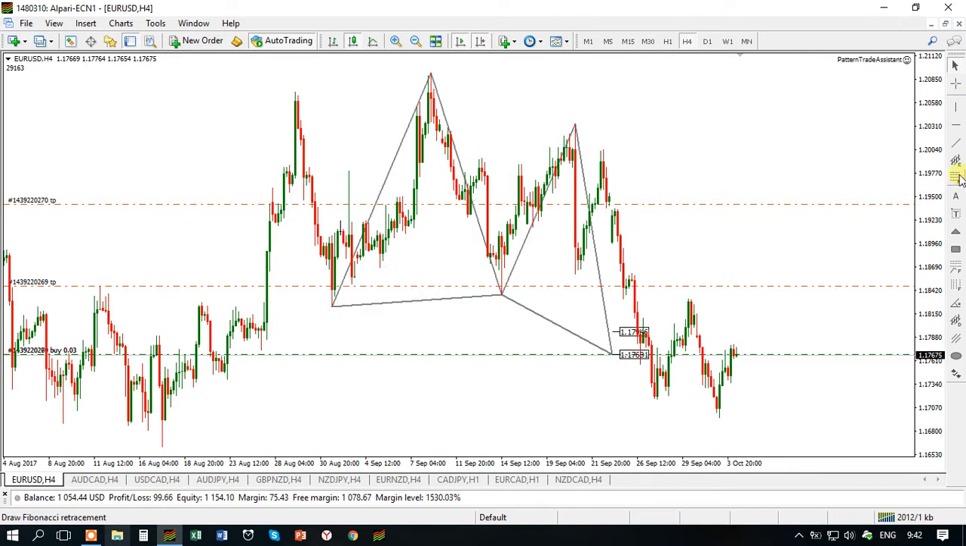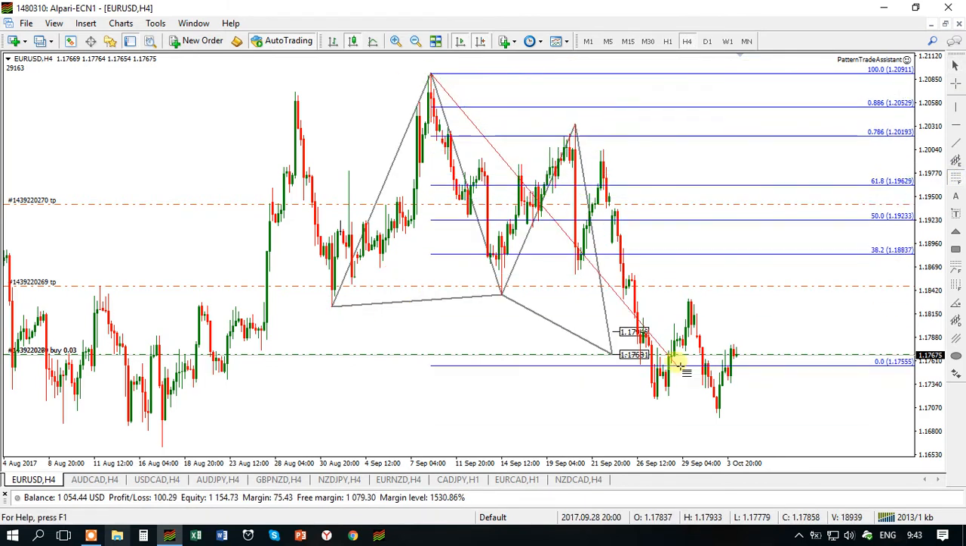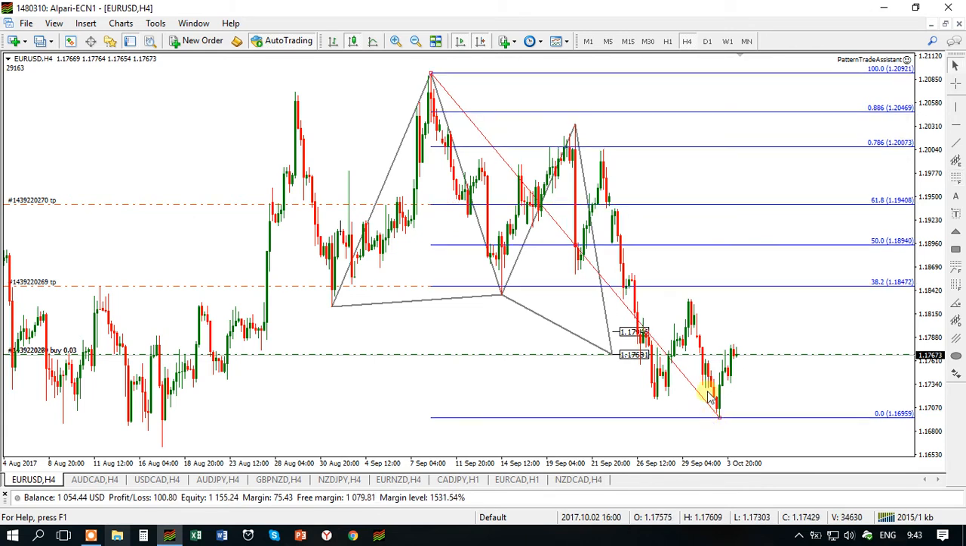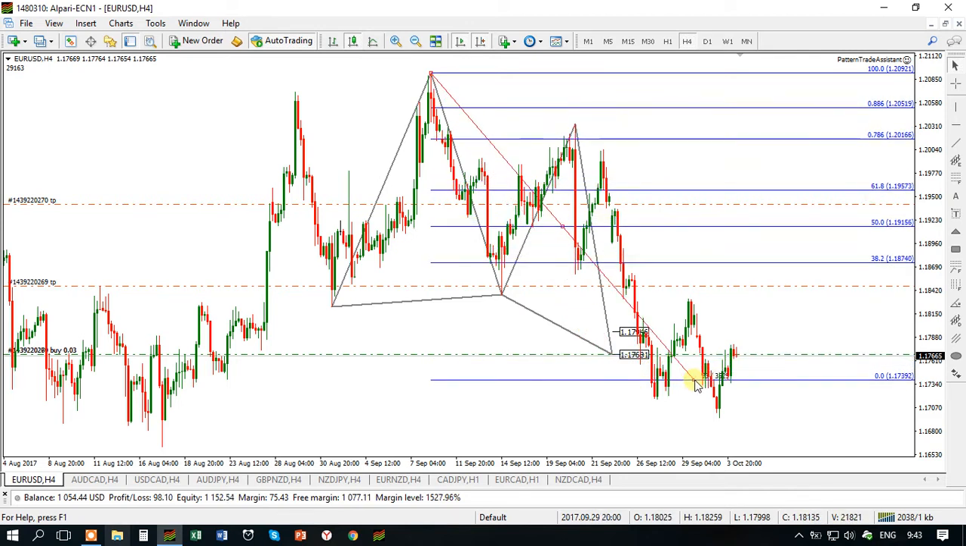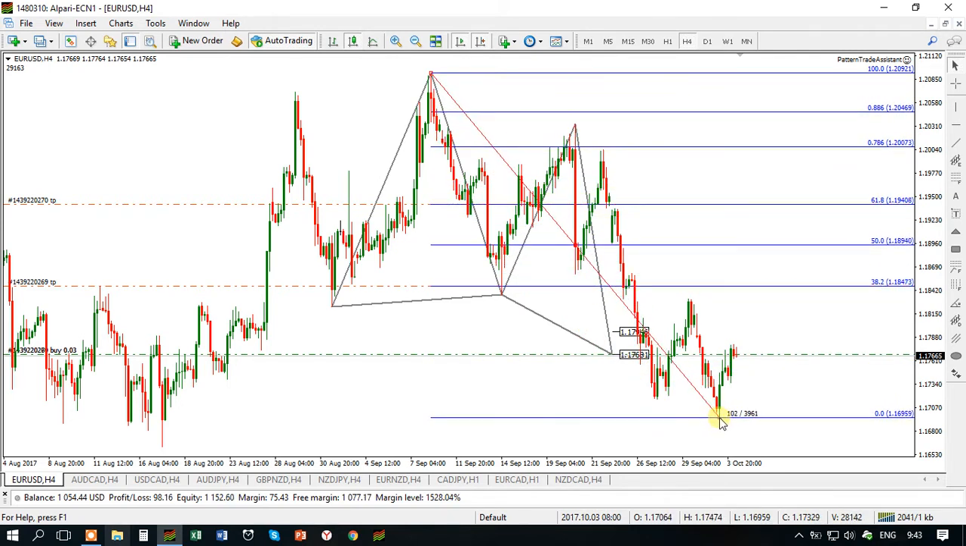Okay, the pattern is drawn, Fibonacci is stretched. You can see that the targets are adjusted to new Fibonacci levels. Originally they've been here, 382 and 618, and as price goes deeper and deeper, Pattern Trade Assistant manages my trade and adjusts the targets. So if I stretch them, I will find out that they coincide with the new 382 and new 618.